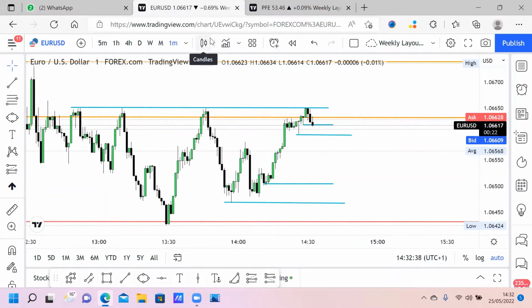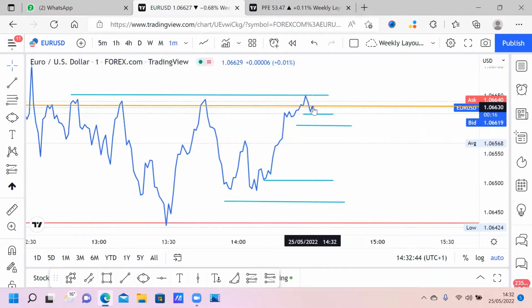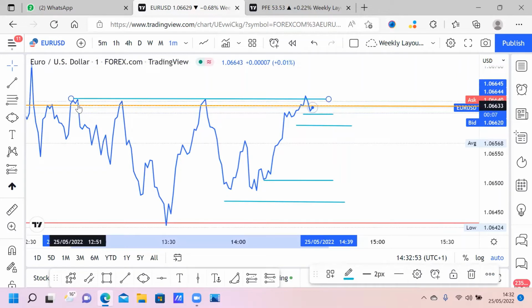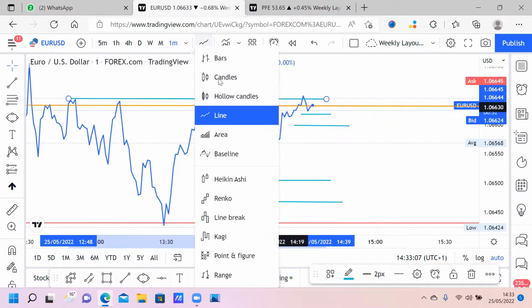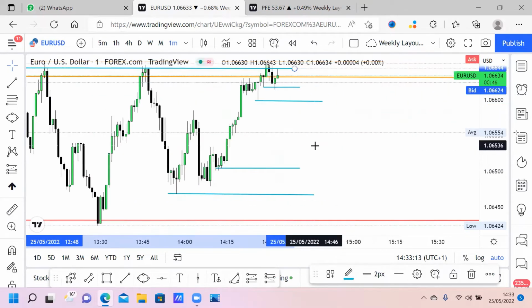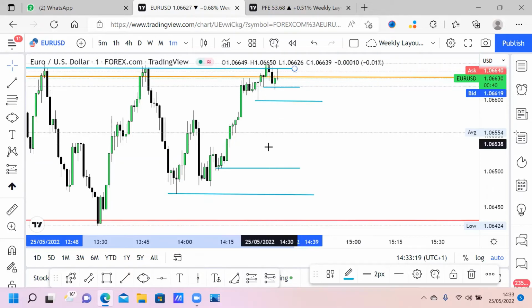So if I now show this to you on a line chart, you're seeing price is not going above this zone. Price did not go above here, price did not go above here, price did not go above here. Price temporarily went up here, but it's not making any higher highs. So what we're going to see very soon is a lot of wicks. Look at the wicks. This is telling you that the bulls are no longer in control.